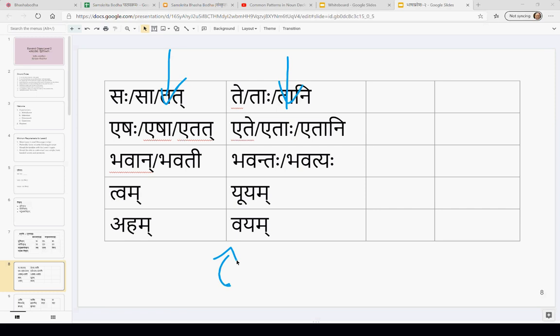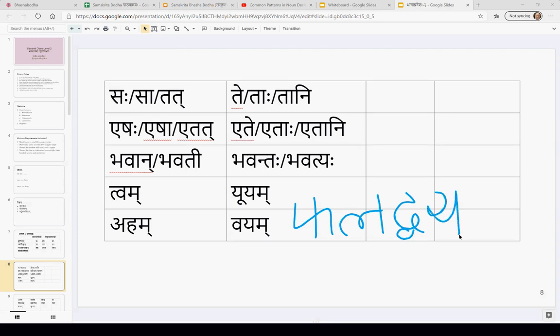But it is also possible to bypass dvivachanam and just use bahuvachanam or ekavachanam in that case, which we have seen in level 1, like using dvayam. Dvayam is the suffix for a namapadam. For example, if there are two fruits, then you can say phaladvayam. It is also possible to say phale. Phale is the dvivachana form of phalam. Okay? Phale.